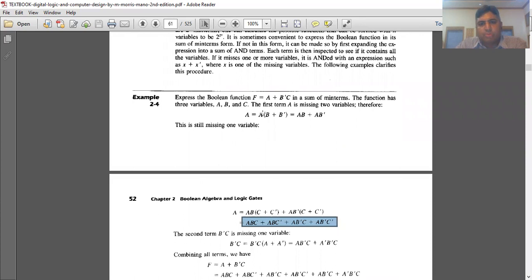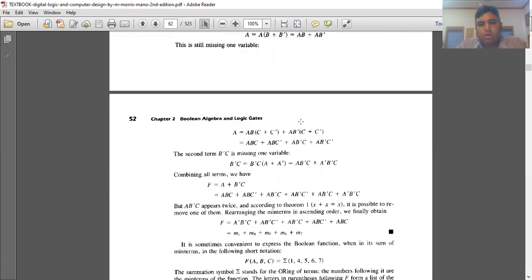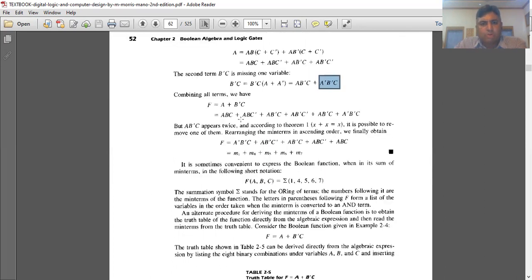Okay, now the second term, b bar c. This term has b and c, but it does not have a. So what we'll do, we will multiply it with a plus a bar, and it will become a b bar c plus a bar b bar c. Now combining all terms, we will combine these four terms and these two terms. It will become like this. Then it is saying that a b bar c appeared twice. A b bar c here, and a b bar c here.